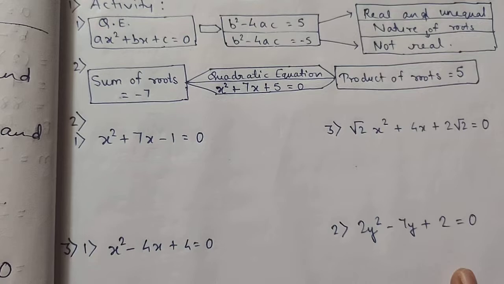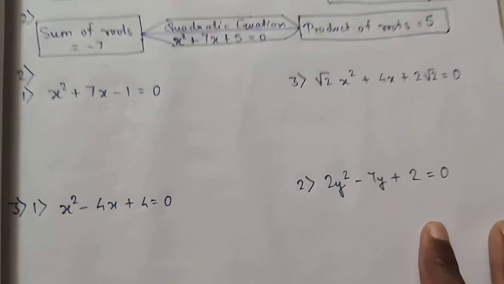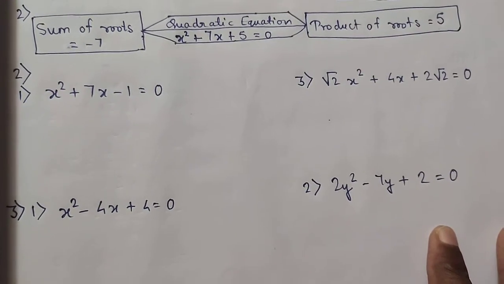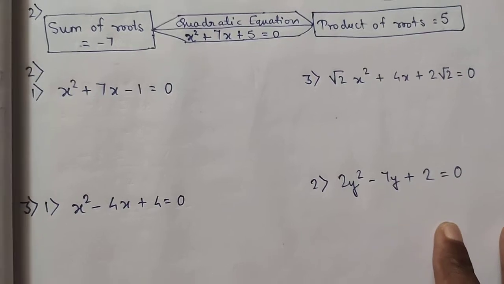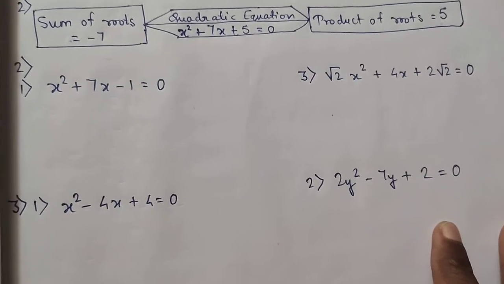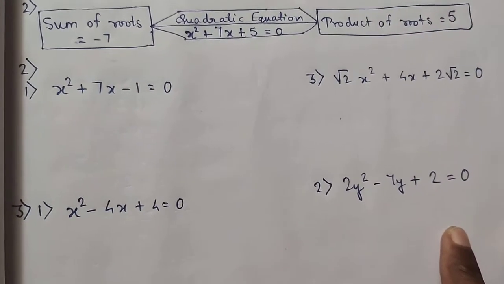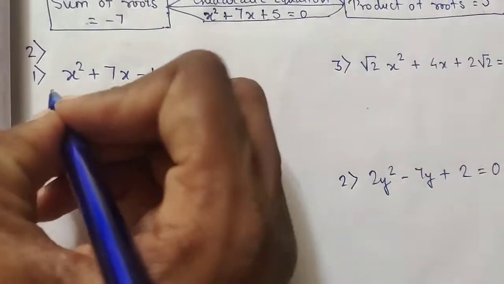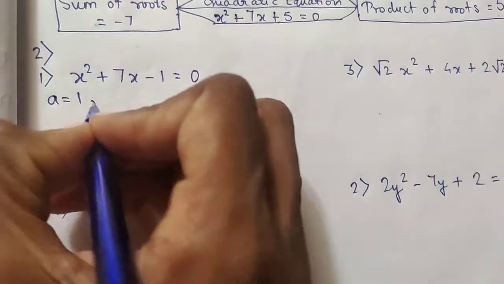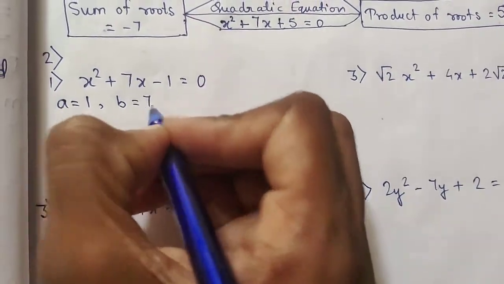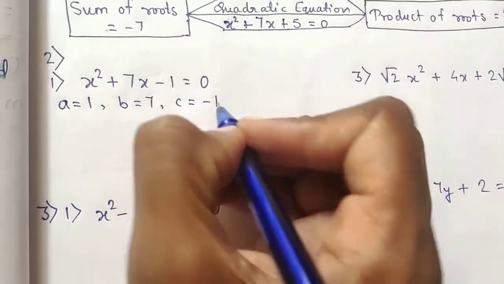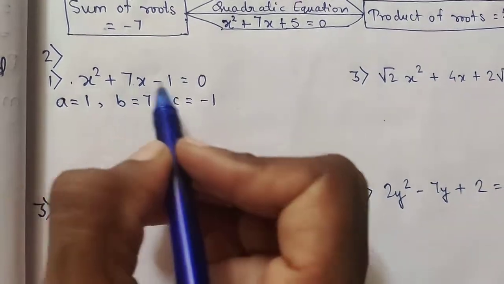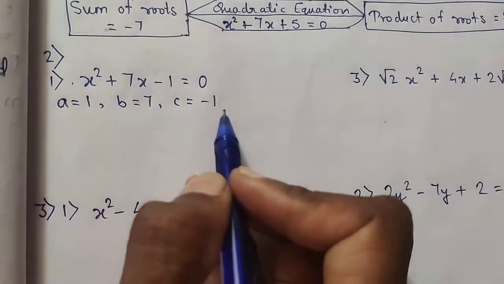Now let us see question number 2. In question number 2, what you have to do? You have to compare this equation, write the values of A, B and C, and after that find the values of discriminant. So let us solve this first. What is A here? 1. What is B? 7. What is C? Minus 1. See, 1, 7, minus 1. That is what I have written here.